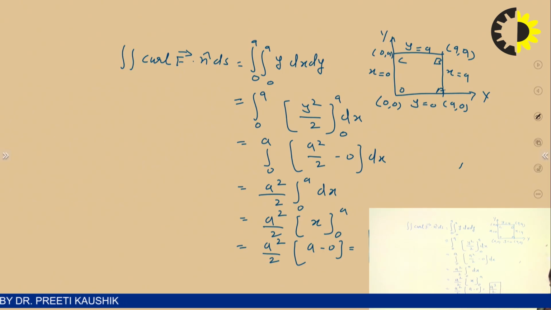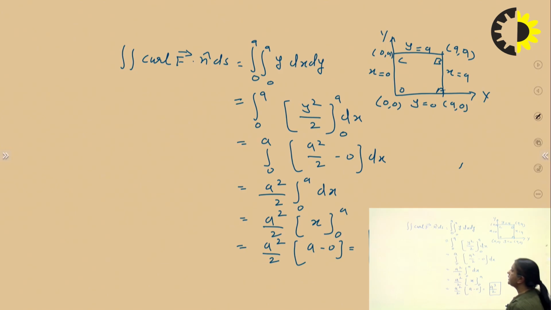So the surface integration of curl of f vector dot n cap ds will be a cube by 2. Now we have to verify this theorem. So we have to consider the LHS also. In the LHS we have to find the line integral around this square. So the line integral we have to find again.